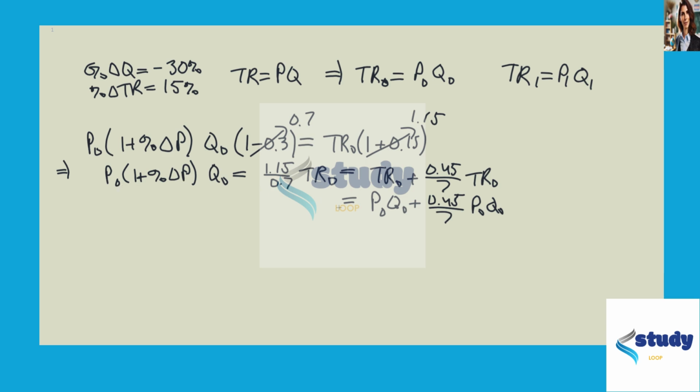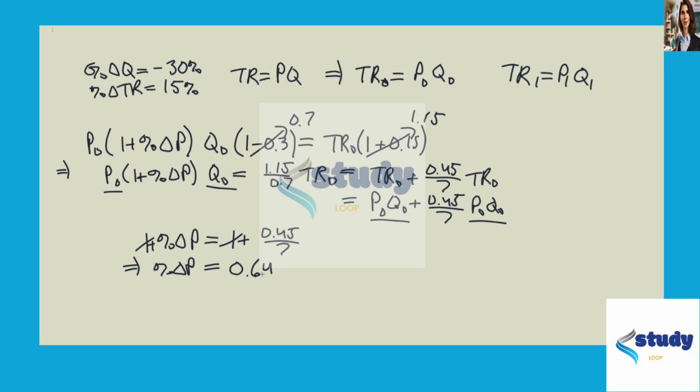And so now we see I can divide by both P0 and Q0 because I have P0 and Q0 here and P0 and Q0 on both of the terms on the right-hand side. So I'm going to divide by that, and I'll be left with 1 plus the percentage change in price is equal to 1 plus 0.45 over 7. And that's going to imply, just subtracting the ones here, that the percentage change in price is just equal to 0.45 over 7, which is approximately equal to 0.64.